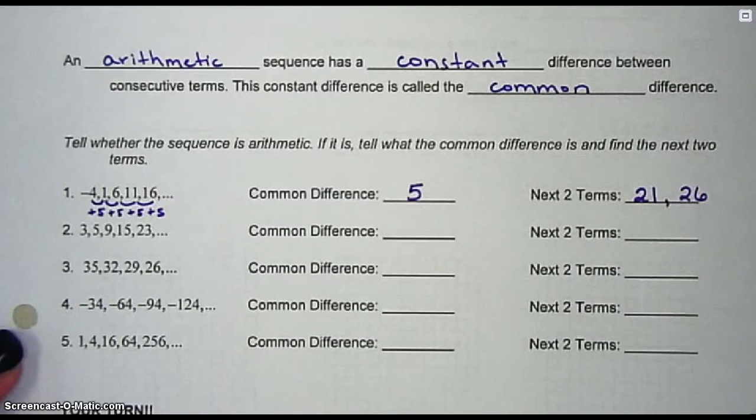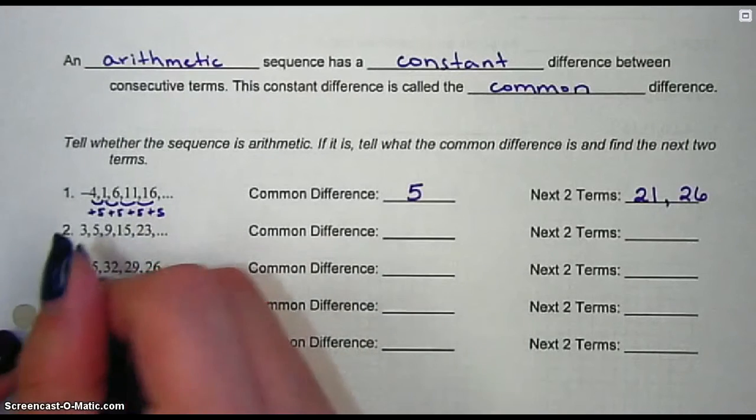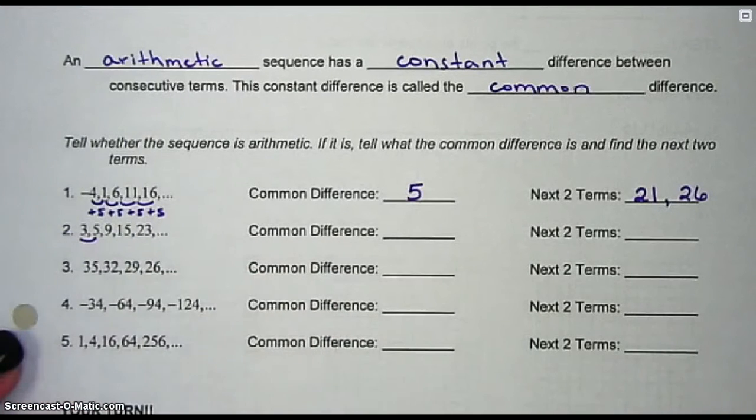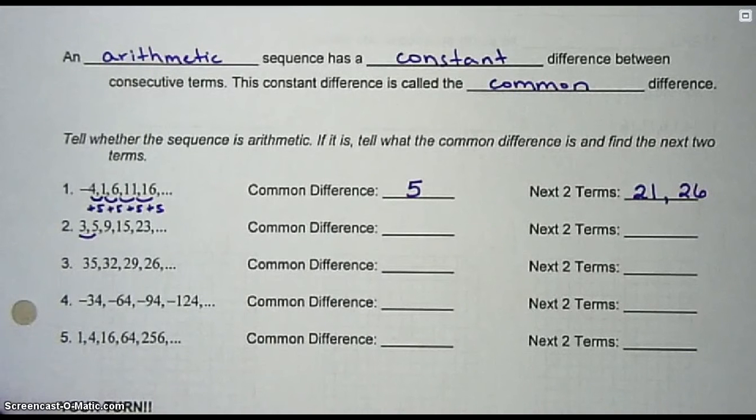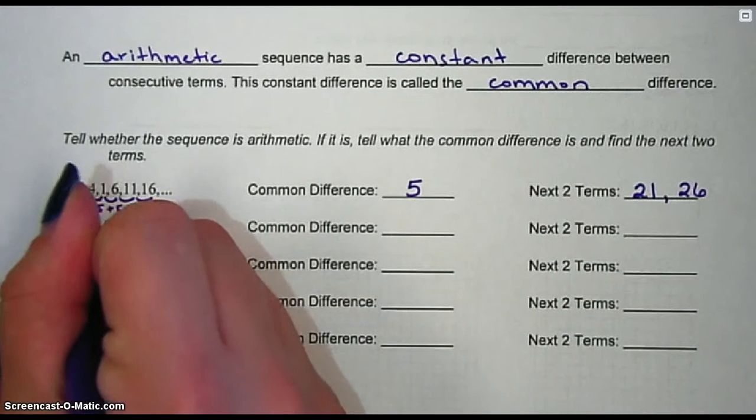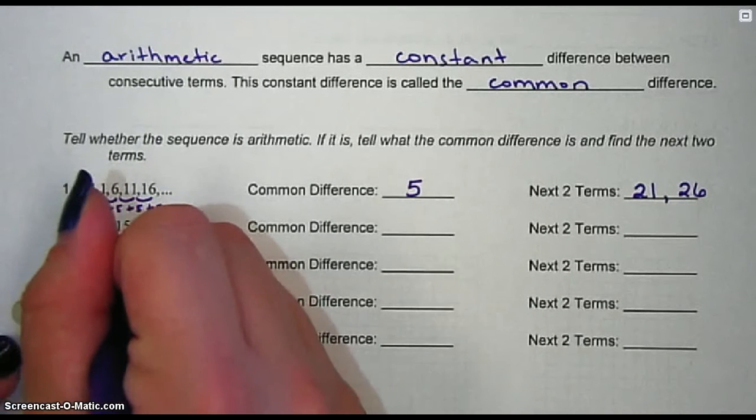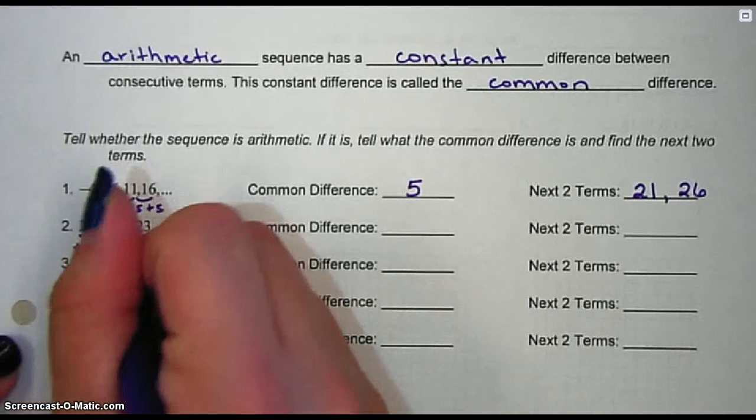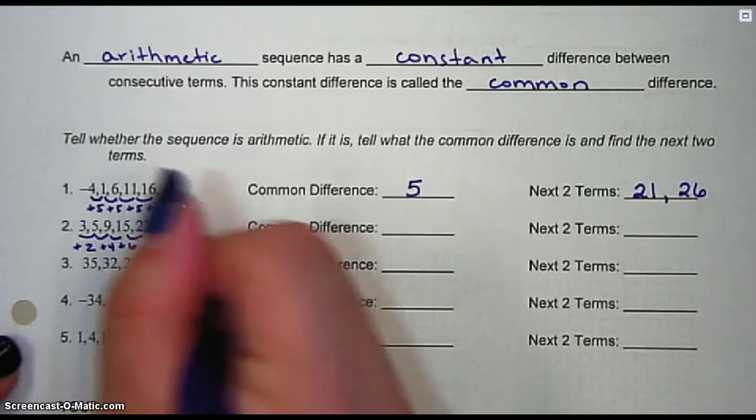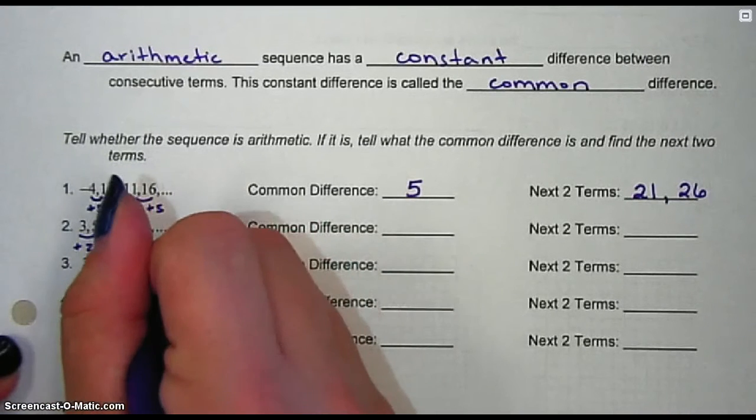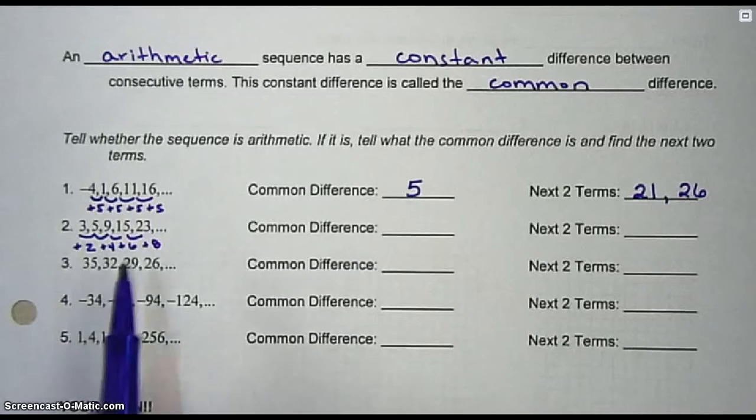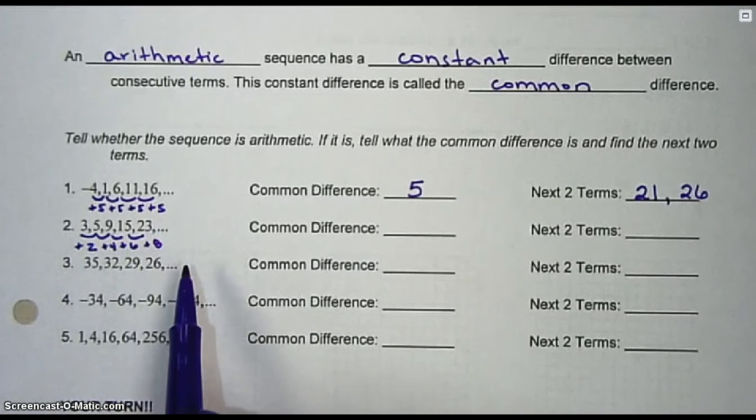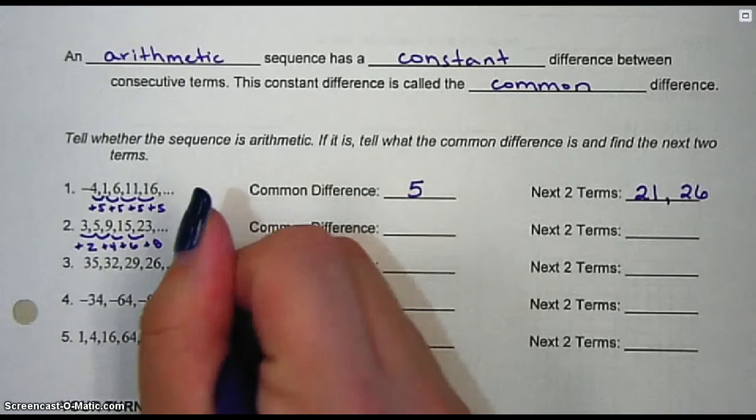So on number 2, when I check this, from 3 to 5, I'm looking for an adding and subtracting pattern. On this one, I'm adding 2. 5 to 9, I'm adding 4. 9 to 15, I'm adding 6. And from 15 to 23, I'm adding 8. Now I have a pretty cool pattern there, but it is not arithmetic. I'm not adding the same number every time. So this one is not.